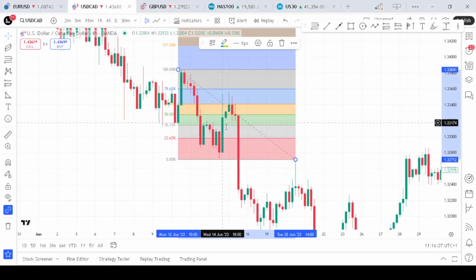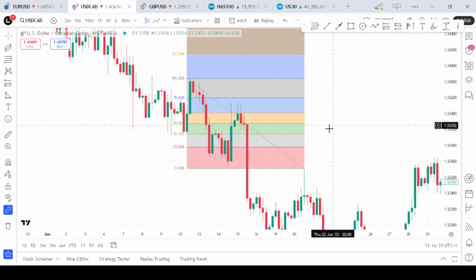It automatically generates the 38.2, the 50 and the 61.8 level up to the 78.6 level on your chart. And remember, these levels represent potential areas for reversals or where to continue the trend from. We first of all wait for price to pull back to this level.